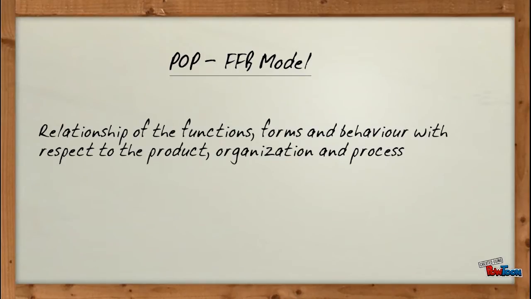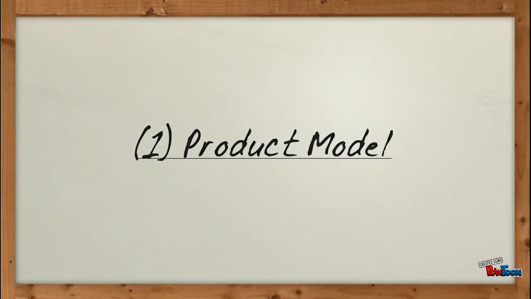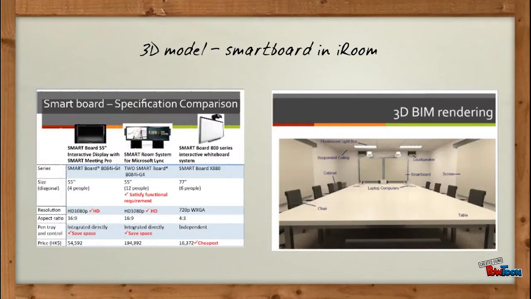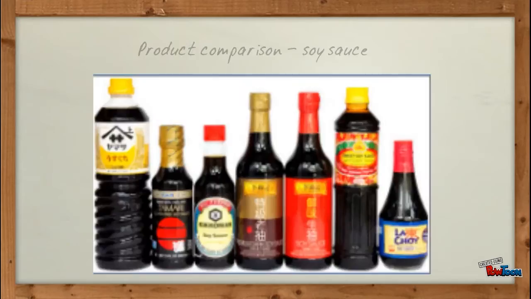This matrix helps explain the relationship of the functions, forms, and behavior with respect to the product, organization, and process from the design and construction process. The POP model can be likened to the following examples from family affairs. The product model aims at comparing different kinds of products available in the market, say a smartboard in an iRoom, and choosing the most suitable one to meet the functional requirements.